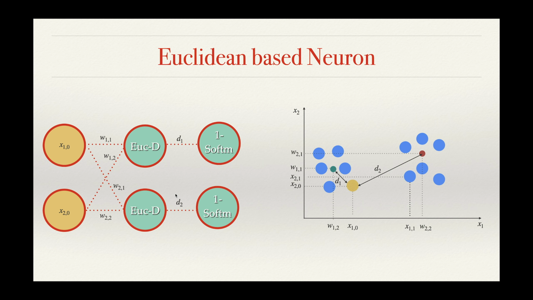Now, if we only apply softmax, the value of D2 would be higher than the value of D1, because D2 is bigger than D1. So here I'm putting 1 minus, because we are not looking for the highest value, we are looking for the smallest values. Here, for example, we are looking for D1, and if D1 is smaller than D2, then this is the neuron that should be selected.